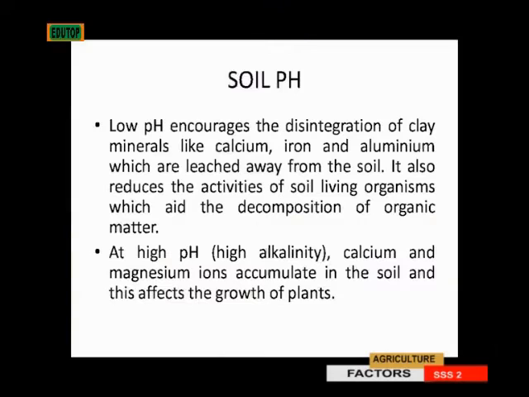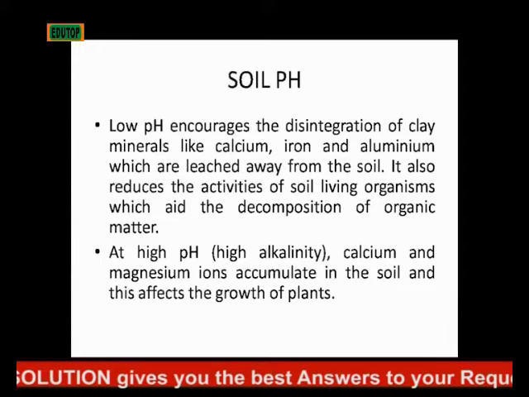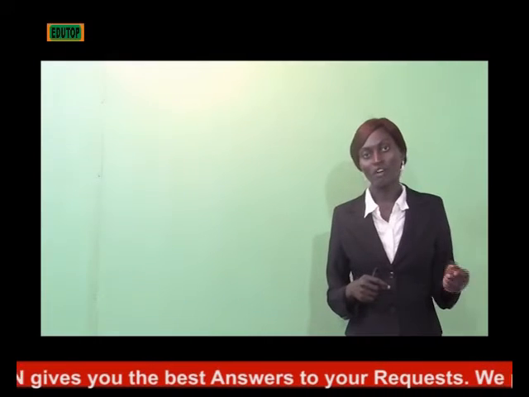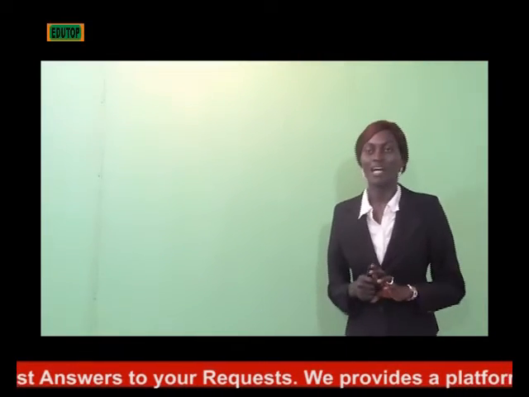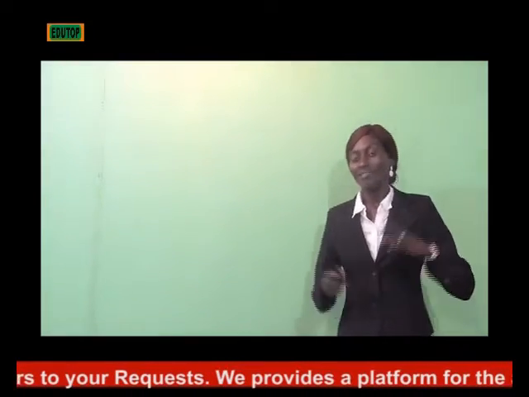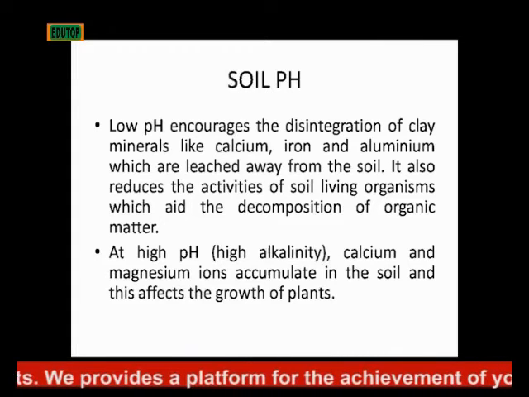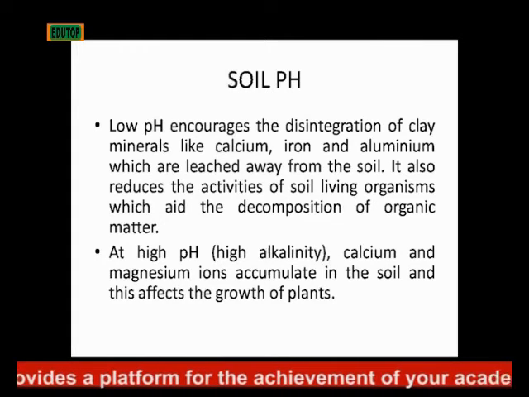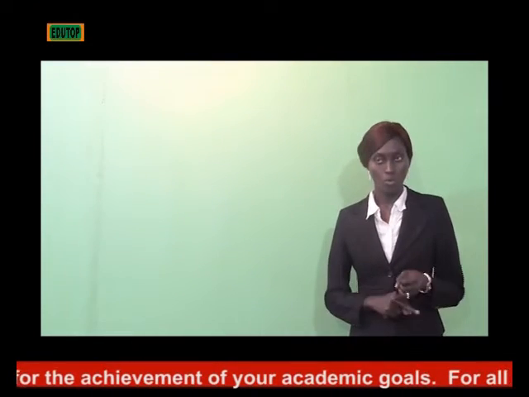Then low pH also reduces the activities of soil-living organisms. When the soil is acidic, quite a number of organisms will not be able to survive that acidic nature. So it will reduce the activities of soil organisms, and they are the ones that aid or bring about the decomposition of organic matter. So you have low organic matter in soils with low pH value.